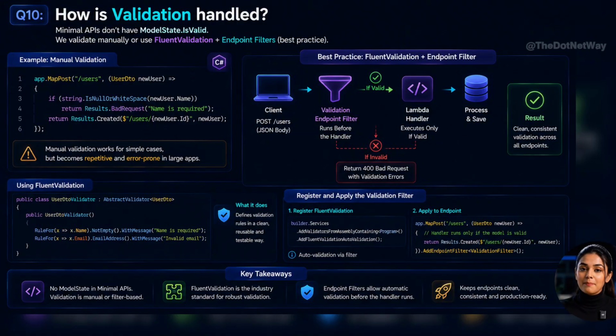Since minimal APIs don't have ModelState.IsValid like MVC controllers, how do you validate incoming requests? In minimal APIs, validation is mostly done manually or via third-party libraries. The industry standard is to use FluentValidation combined with a custom endpoint filter to automatically validate incoming JSON models before the lambda ever executes.